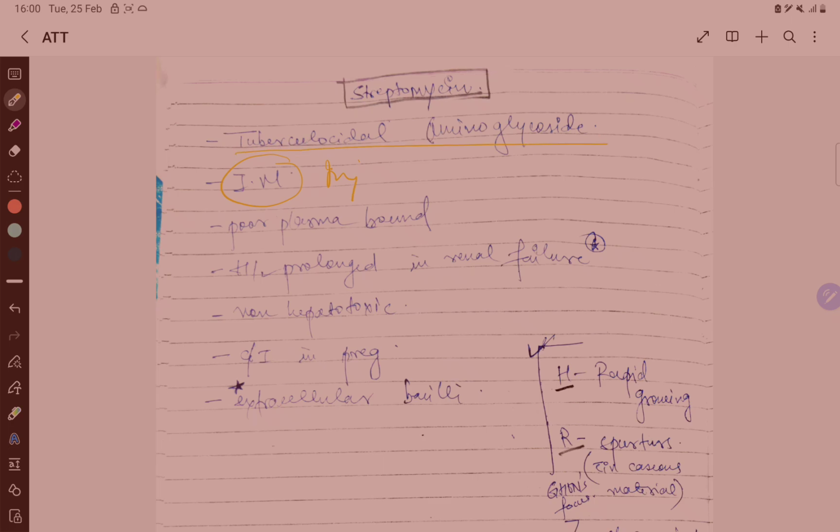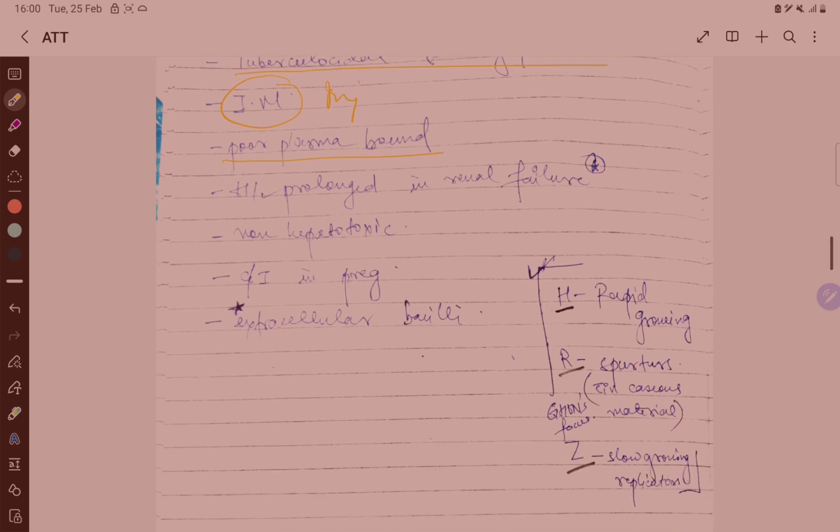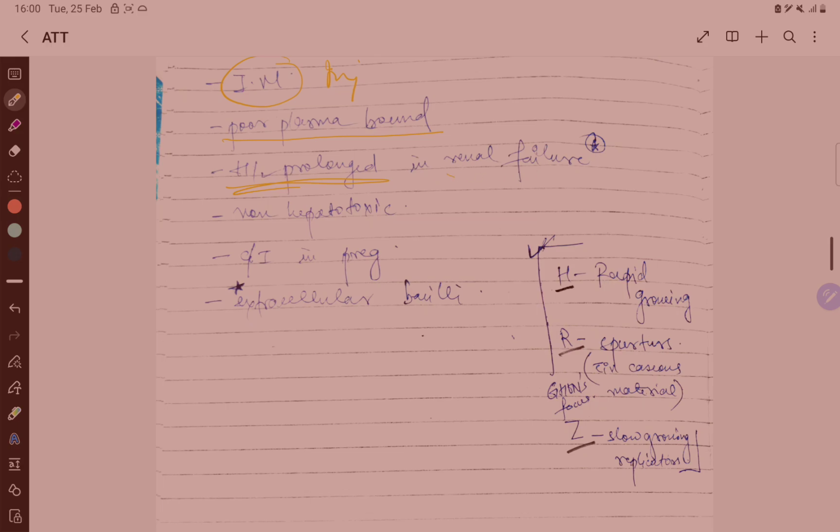It is a tuberculocidal aminoglycoside. So which aminoglycoside is used for TB? That's streptomycin. It's poorly plasma bound. The half-life is prolonged in case of renal failure. It is non-hepatotoxic. It is contraindicated in pregnancy.